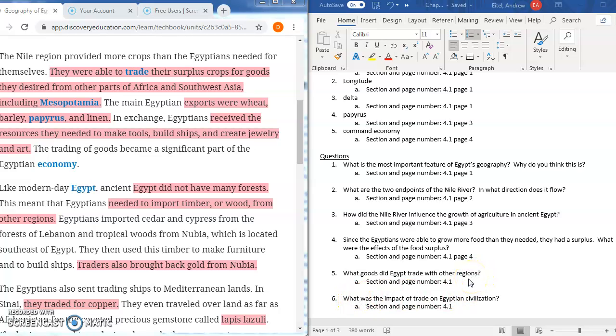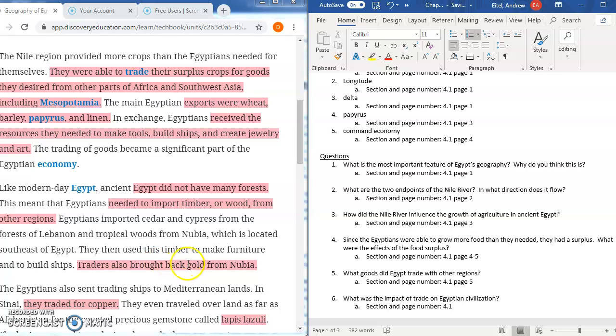What was the impact of trade on Egyptian civilization? So we have 4, 5. Like modern-day Egypt, ancient Egypt did not have many forests. This meant that Egyptians needed to import timber or wood from other regions. Egyptians imported cedar and cypress from the forests of Lebanon and tropical woods from Nubia, which is located southeast of Egypt. They then used this timber to make furniture and to build ships.